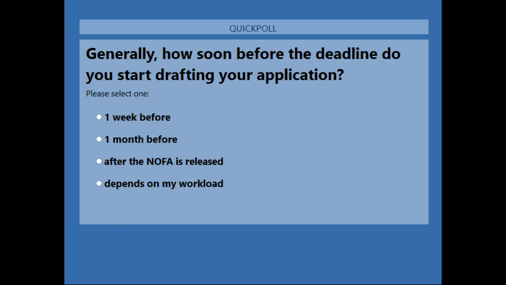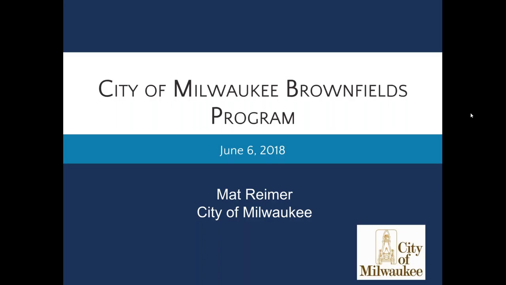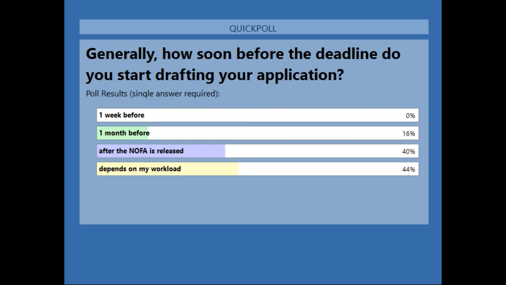So for those who have written grants before, how soon before the grant deadline do you start preparing? A week before, a month before, after the notice of funding, or it depends on your workload? All right, so a lot of people seem to be dependent on their workload, but as you heard from our first two speakers, you have to start way earlier than that. So make sure your workload is already free. You should start preparing for it now.